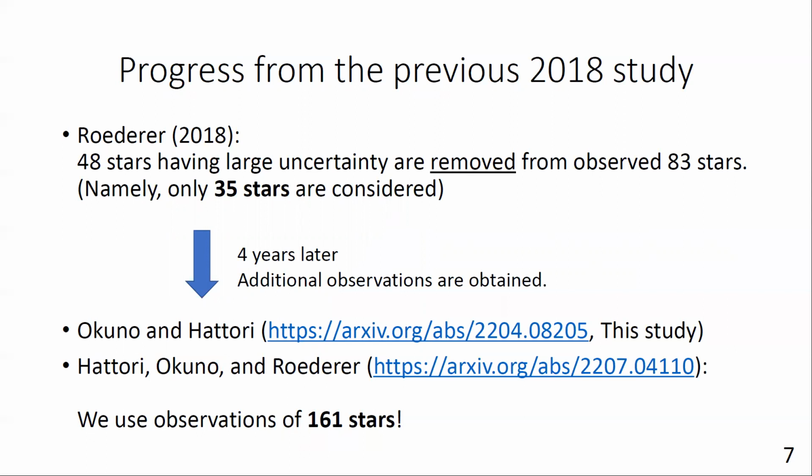But in our subsequent study, we apply clustering to all the 161 stars, including all the newly observed stars, and stars having even larger uncertainty. And actually, our result is consistent with the previous Rodler's paper. And we find many new clusters. We skip the detail of the application perspective, but if you are interested in this application, please look at our subsequent paper written with Dr. Hattori and Dr. Rodler.